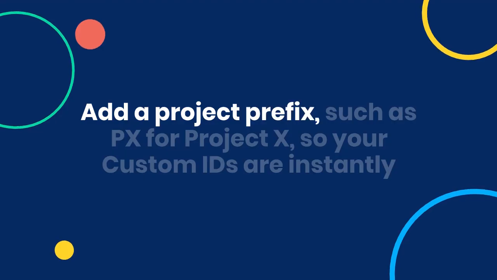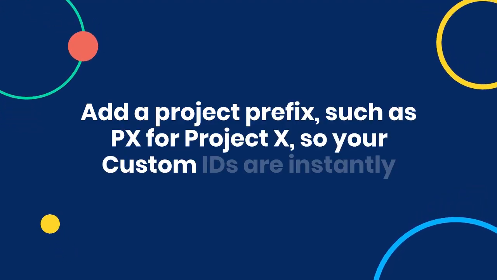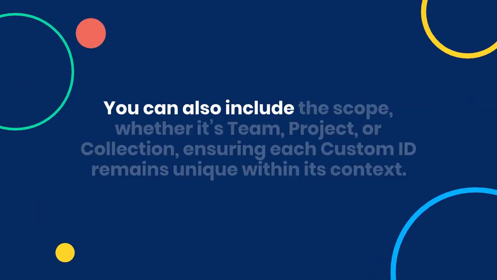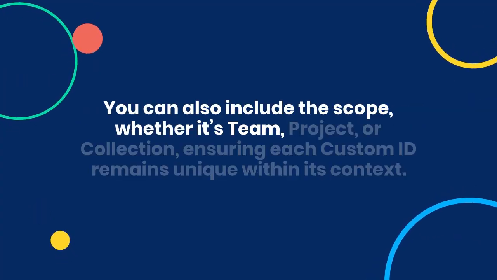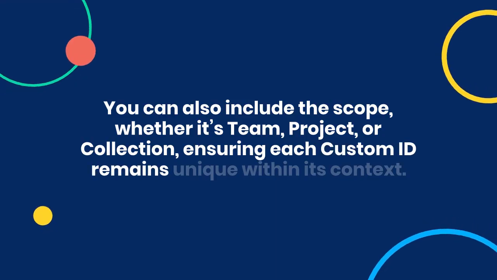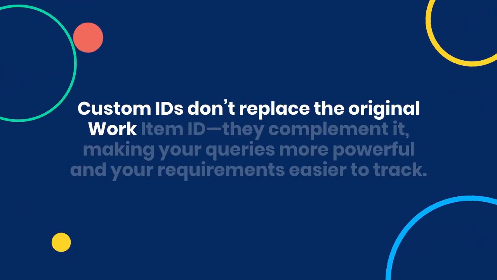Add a project prefix, such as PX for Project X, so your custom IDs are instantly recognizable across different projects. You can also include the scope, whether it's team, project, or collection, ensuring each custom ID remains unique within its context. Custom IDs don't replace the original work item ID.